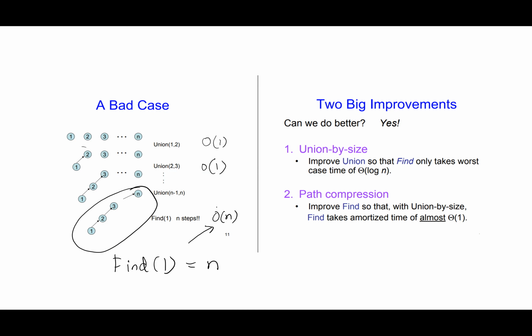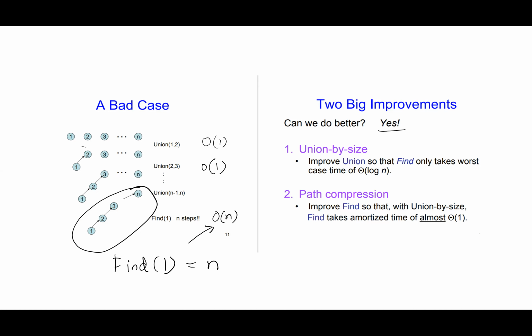So yes, we can obviously do better. There are different techniques, but I am going to discuss two. The first one is union by size. What it does is it improves union so that find only takes a worst-case time of order of log n. So from order of n, I want to change find to order of log n, and I do that using some optimization on union.